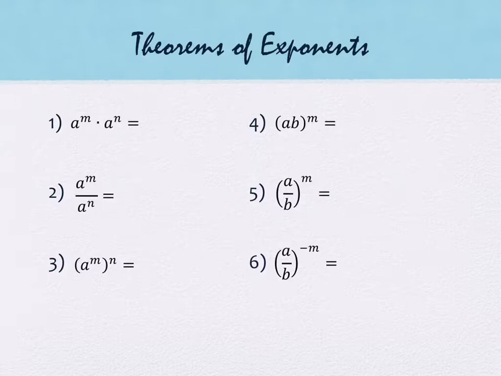So can anybody help me and remember, what is a to the m times a to the n? How does that simplify? Right. We add exponents, and I'm going to talk more in a minute about why that's the case, in case you haven't seen it or haven't seen it recently. The second one, a to the m over a to the n. Yep, we subtract exponents. How about the third one where I have a to the m to the n?